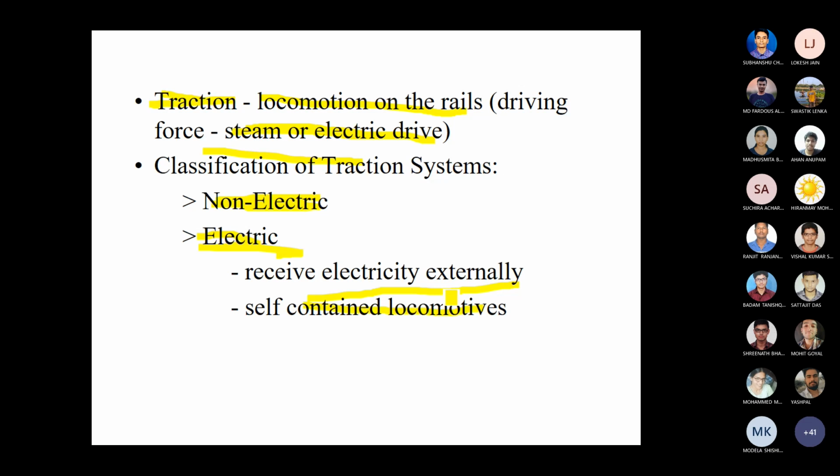The motor of the locomotive is converting electrical energy to mechanical energy, and that mechanical energy means the movement or tractive effort of your locomotive. Okay, those are the basic operations, the basic classifications of the traction system.